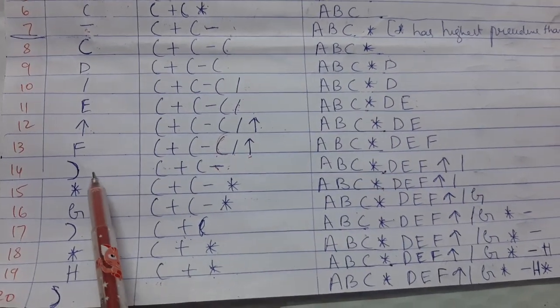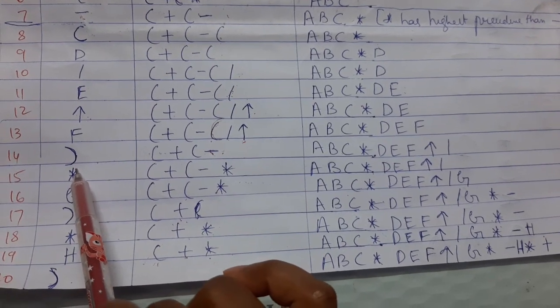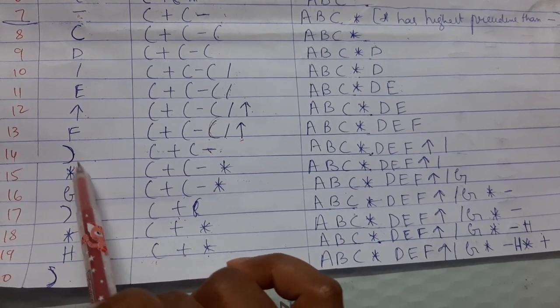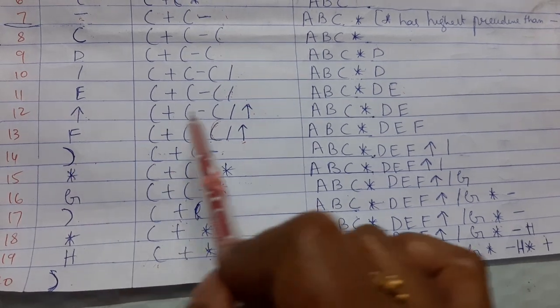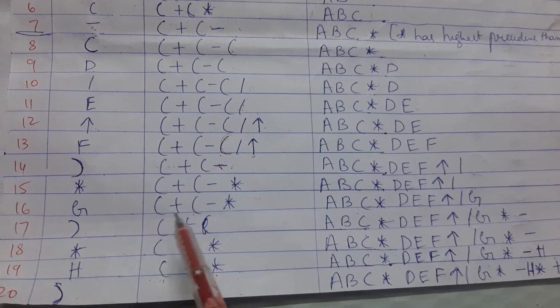Next we encounter a right parenthesis. When you encounter a right parenthesis, what do you have to do? If it is a left parenthesis, push it onto the stack. If it is a right parenthesis, then you have to pop all the elements from the stack till you encounter a left parenthesis and you have to cancel it.